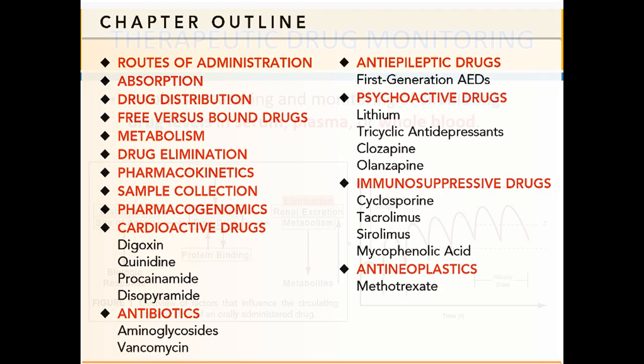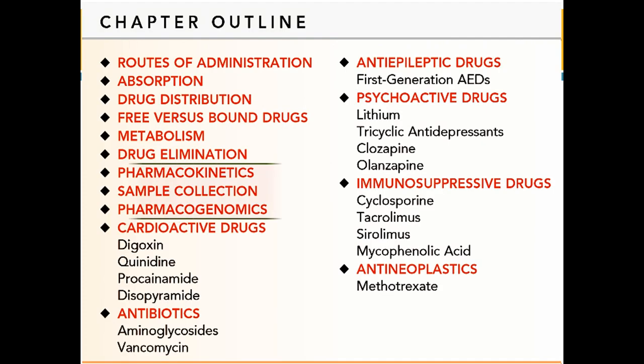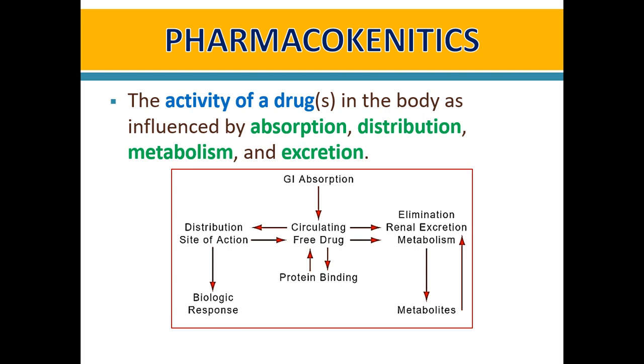Okay, so we are done discussing the factors. Now let's proceed to the discussion of pharmacokinetics and pharmacodynamics. Okay. In pharmacokinetics, the activity of a drug in the body, again, is influenced by absorption, distribution, serum protein binding, metabolism, and elimination by renal excretion or liver metabolism.